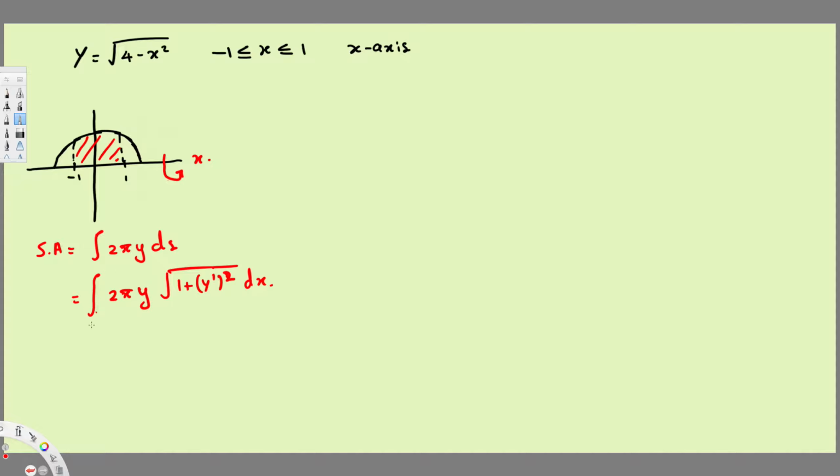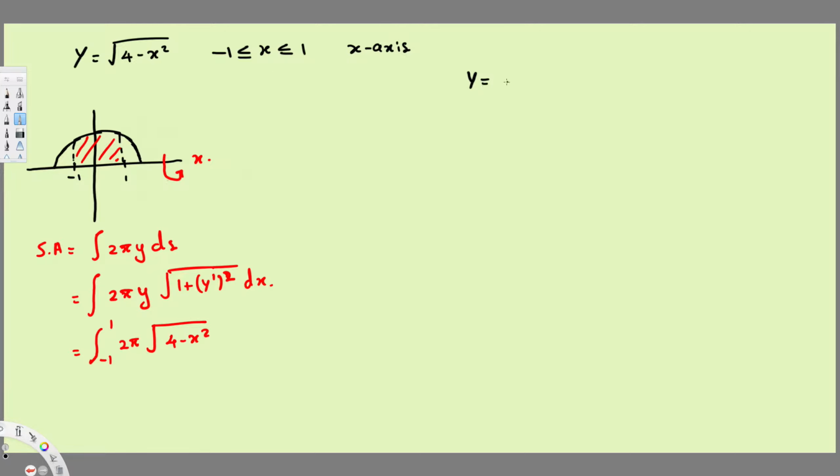So let's put the limits of integration first. We know that this is going from -1 to 1, so we are going to have -1 to 1, 2 pi. We know that y is equal to square root of 4 minus x square. Since we are writing in terms of y prime, we have to put in terms of x. So this is going to be square root of 4 minus x square right here. And let's do the integration and plug this arc length formula later. So let's do the y prime separately.